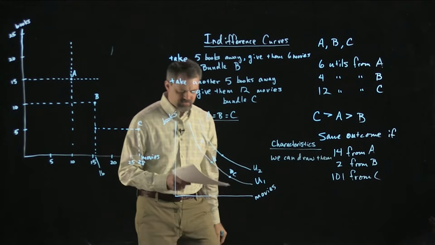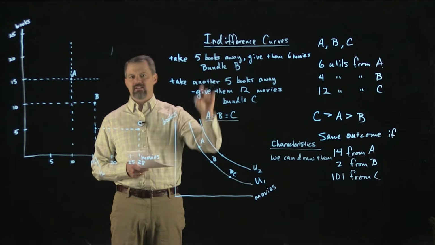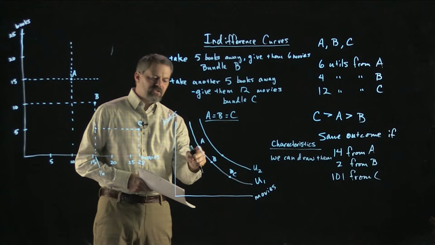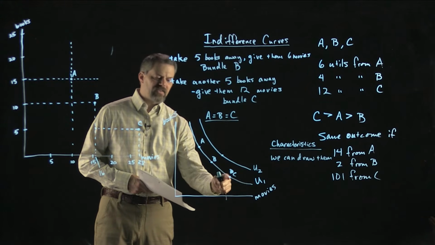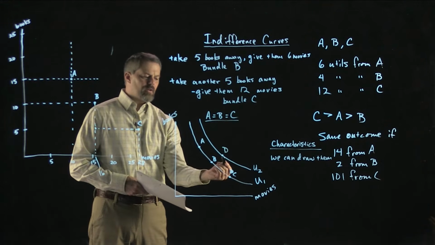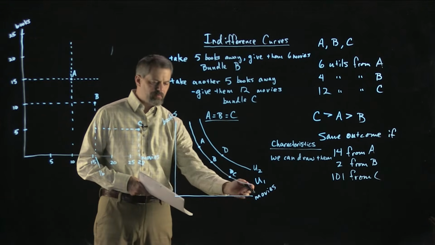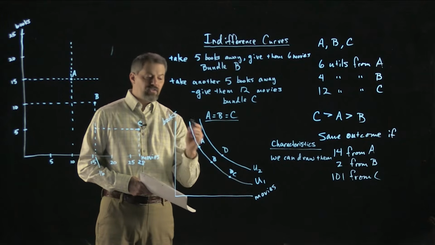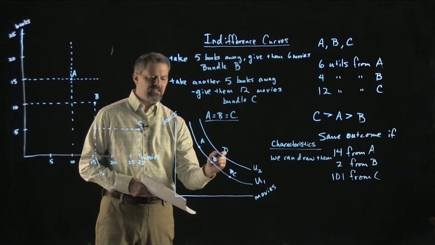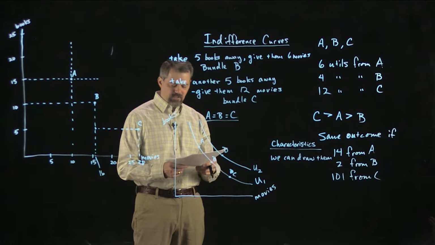That's the first characteristic, and that comes from the assumption of completeness and rankability, the first assumption that we made. In other words, we can say that the consumer is indifferent between A and B and C, and we can also say that if we called that bundle D, the consumer would prefer bundle D to bundle B because D has strictly more of movies and books than B. So we can say that the consumer prefers D to B, and they would prefer D to A or D to C. Okay? So we can draw indifference curves.